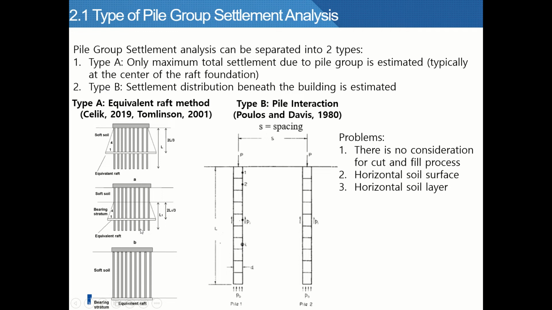And we have the type B method. For me, the most familiar one is Poulos and Davis, because this was my FYP. In type B analysis, we consider the settlement of a single pile due to the contribution of every other pile.